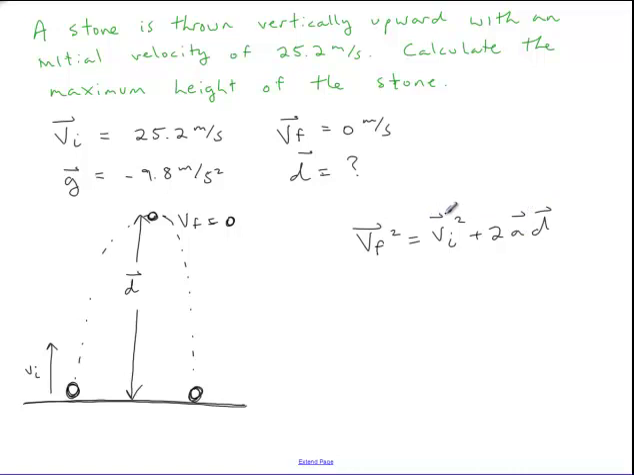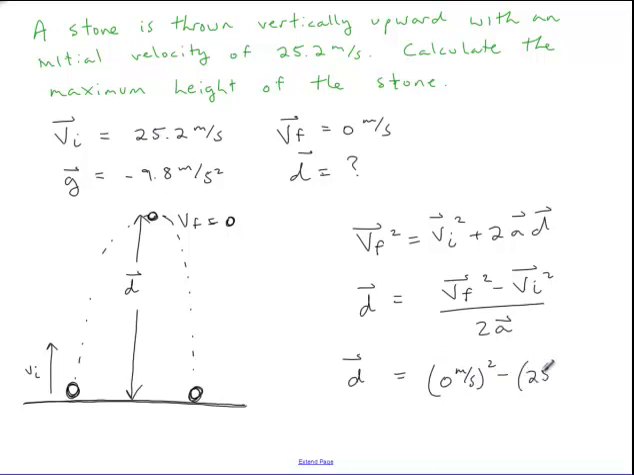And so we're going to use that to solve this. We want to do it for D. So go ahead and rearrange that, and you will get D equals VF squared minus VI squared all over 2A. We have this one, and this one, so we will be able to solve. So displacement equals, let's put these numbers in there. VF squared is 0 meters per second squared, minus VI squared, which is 25.2 meters per second squared, and that's all over 2 times the gravity, which is negative 9.8 meters per second squared.